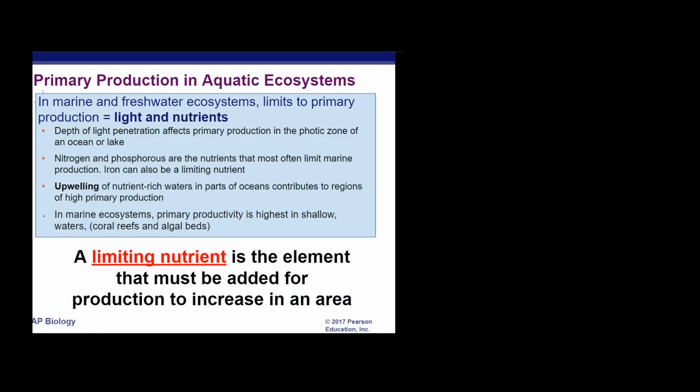Generally, we've been talking about terrestrial ecosystems, but we also can look at primary production in aquatic ecosystems. So in marine and freshwater ecosystems, the things that limit primary production are light and nutrients. And of course, this applies also to terrestrial ecosystems. But with aquatic ecosystems, we have to look at the depth of penetration that light can get down through as a huge limit to primary production.